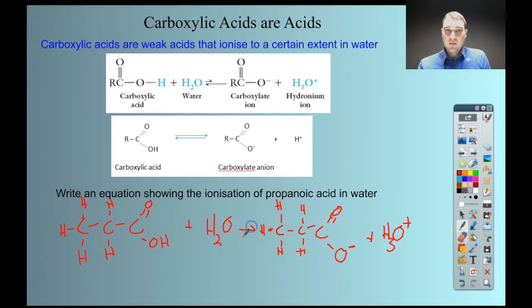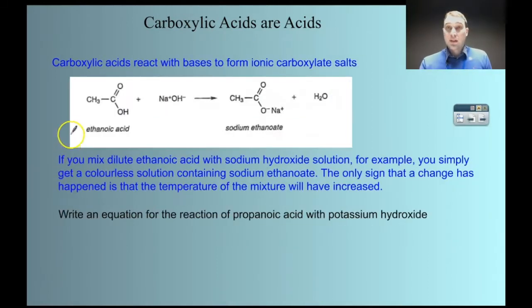Okay, so we're going to have a reversible arrow, and it's going to be mainly actually back in this direction. We're going to have mainly the carboxylic acid as the acid, and not ionized into the carboxylate ion, because I said it's a weak acid. So as I said, carboxylic acids are acids. They're going to react as an acid does, and they'll neutralize when they react with a base. So we're going to start by looking at neutralization with hydroxides.